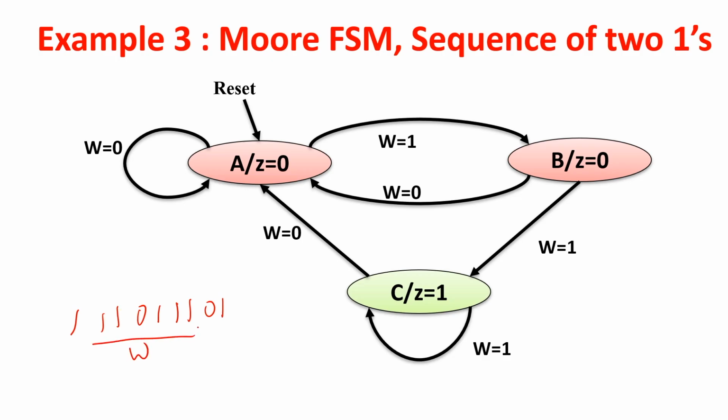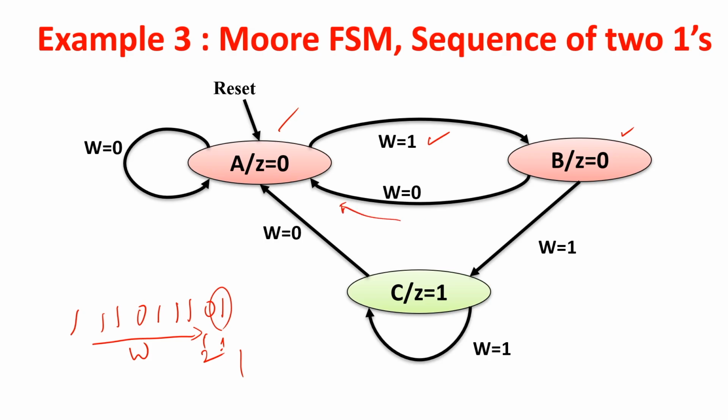So, W is a stream of input coming, this is the first one, this is the second one. Initially, there are no two ones because we are modeling using FSM. So, initially the FSM will be in state A and in that case Z is equal to 0. Whenever you get a first one, so W is equal to 1, then it goes to state B, and if you are getting a 0, that means you got only one 1.